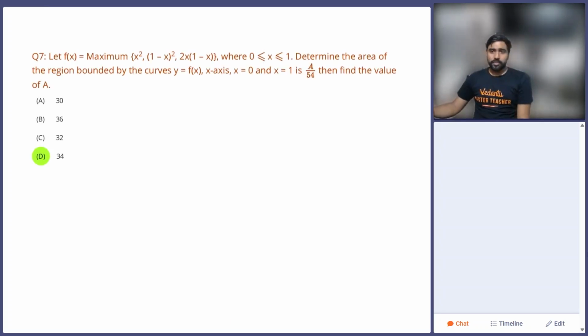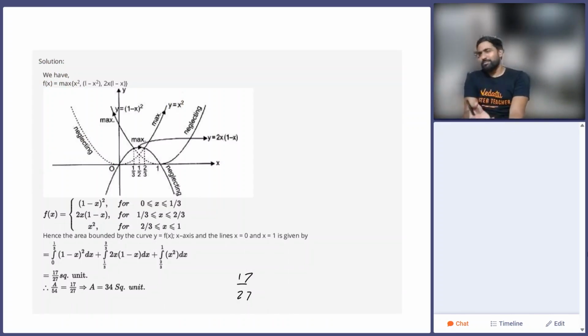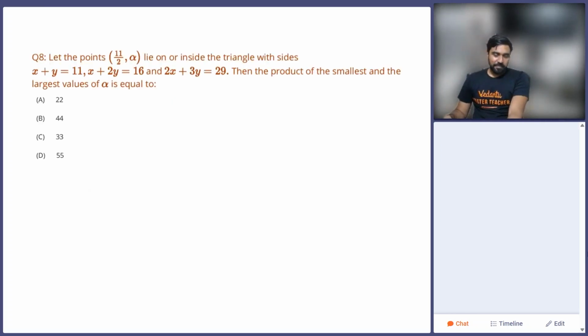Because we have been asked to find it in the format of a by 24, the 17 by 27 I can write as 34 upon 54. Therefore the value of a will be option D, 34 over here. Okay, last bit, I hope you're able to do it. It's simply a basic algebraic integral of the easiest form. Okay, so moving on. What do we have now?